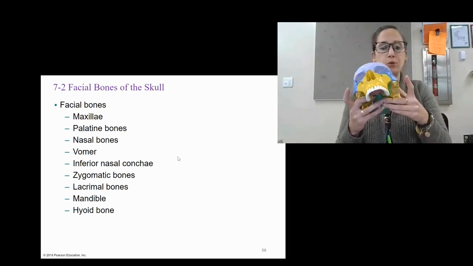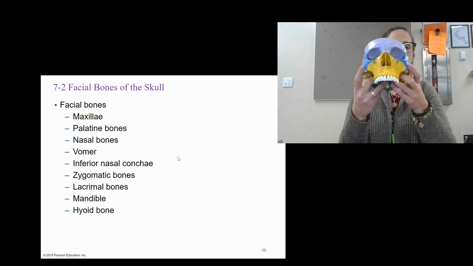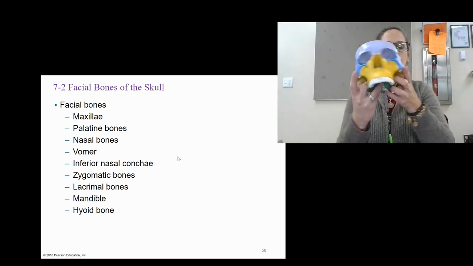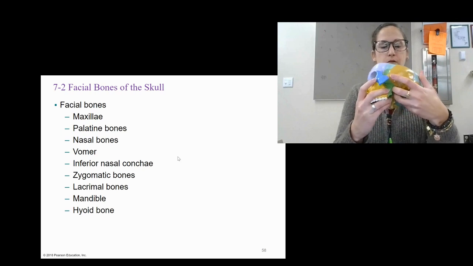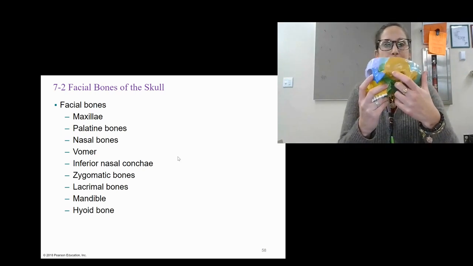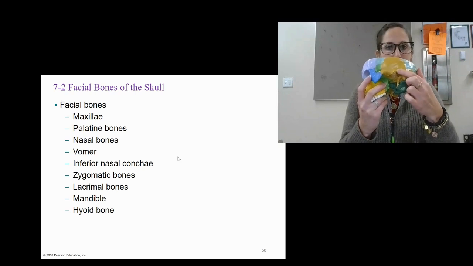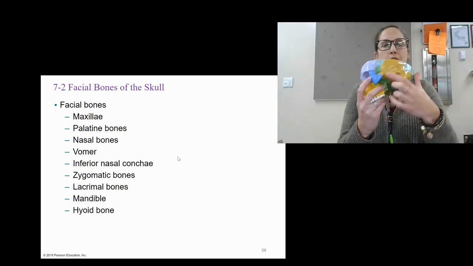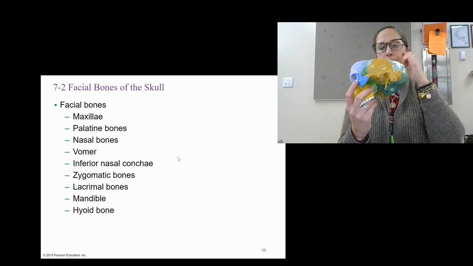You also have two zygomatic bones that are here in blue, a left and a right. Remember that the cheek or zygomatic bone is going to articulate with the zygomatic process of the temporal bone, forming the zygomatic arch, or the arch of your cheek.